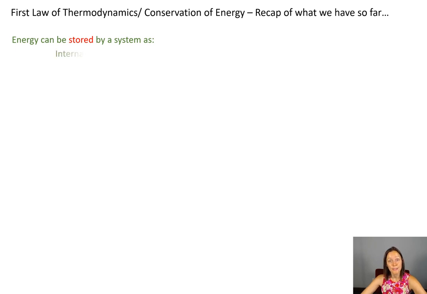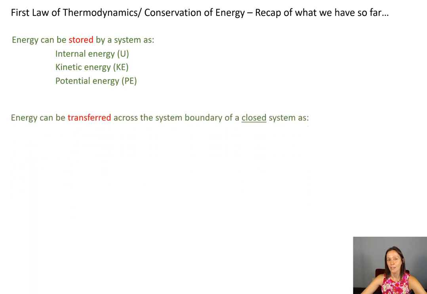Energy can be stored by the system as internal energy, kinetic energy, and potential energy, and it can be transferred across the system boundary, specifically for a closed system, in terms of heat and work. For work, we use W, uppercase and lowercase w, depending on what units you're talking about. And since it's a closed system, you don't have any mass flow, so you don't have to worry about that.